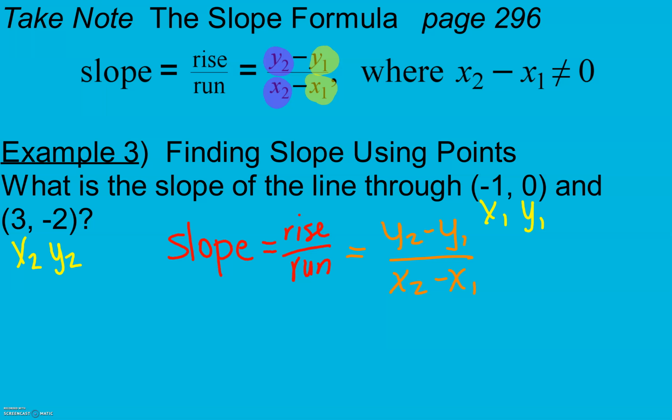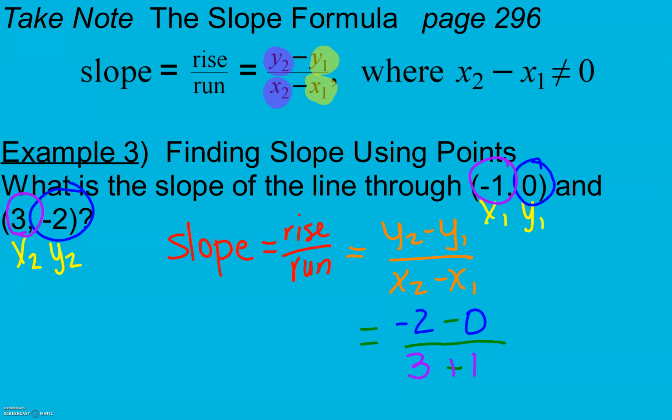So here, my framework is that I have a fraction, and in the top I subtract, and in the bottom I subtract, and then I plug in my values. So I have y2 minus y1 over x2, and since I used negative 2 first, I have got to use that 3 first, minus x1. Minus a negative gives me a plus.